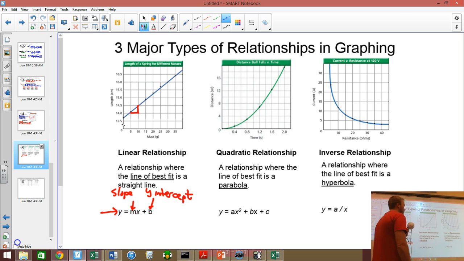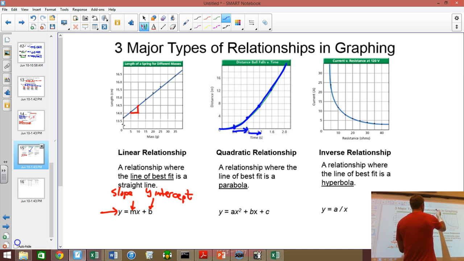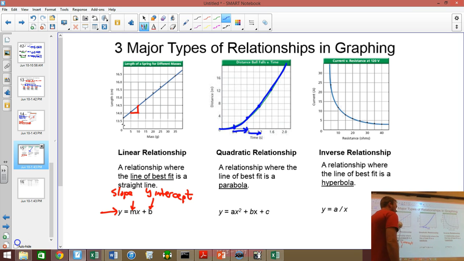Now, in a quadratic equation, as you go up, it increases. So if I went from 0.4 to 0.8, I'm going from 1 to, it looks like, 4. But then when I go from 0.8 to 1.2, I'm going up more. And every single time I'm going up more and more. This is called the quadratic relationship. The shape of this is a parabola.